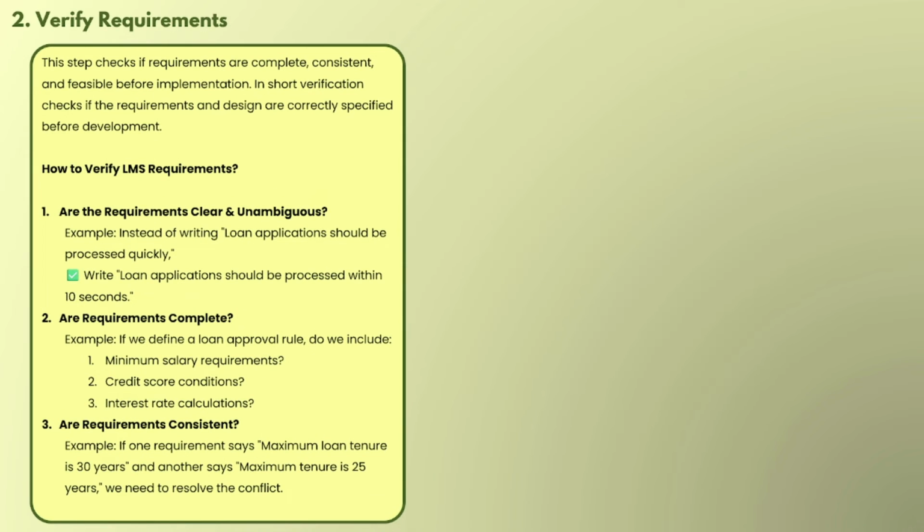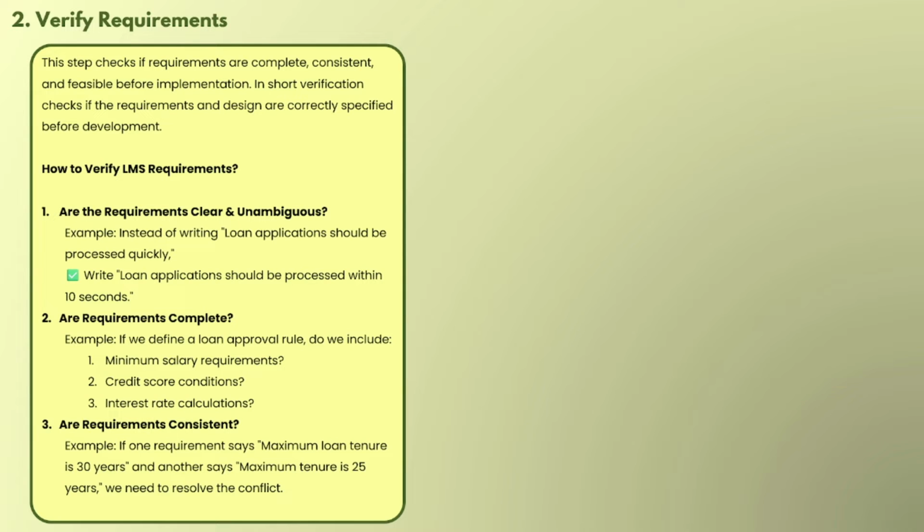And the next key task is verify requirements, and this is very important as well. This step checks if requirements are complete, consistent and feasible before implementation. In short, verification checks if the requirements and design are correctly specified before development. In simple terms, this step is like a quality check. We go through all the requirements to make sure they make sense, don't conflict with each other, and are actually doable. In other simple words, we are just making sure everything is clear, correct and ready before the development team starts building anything.